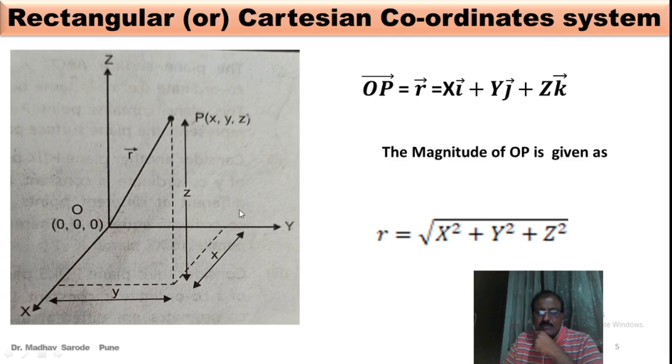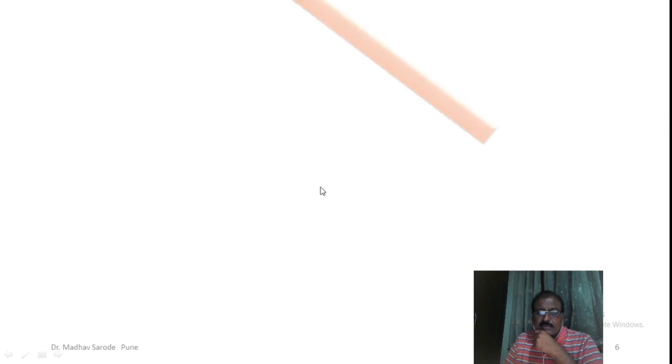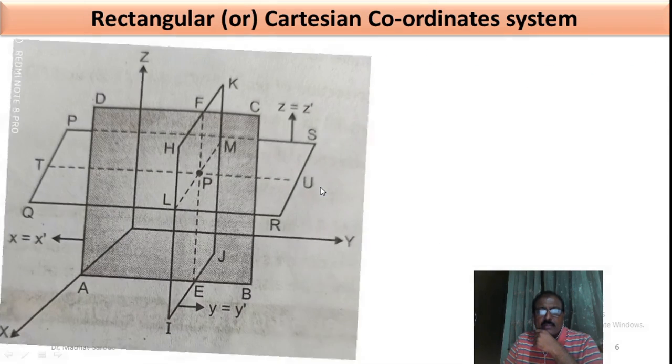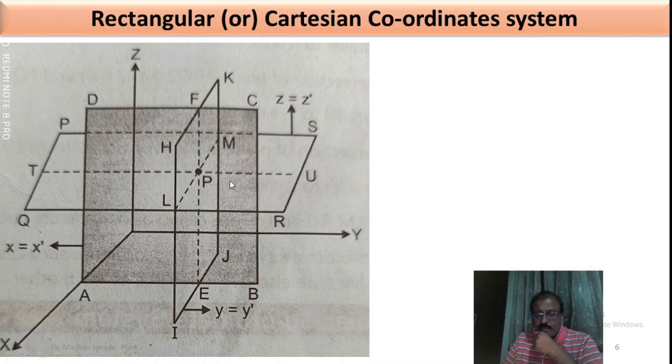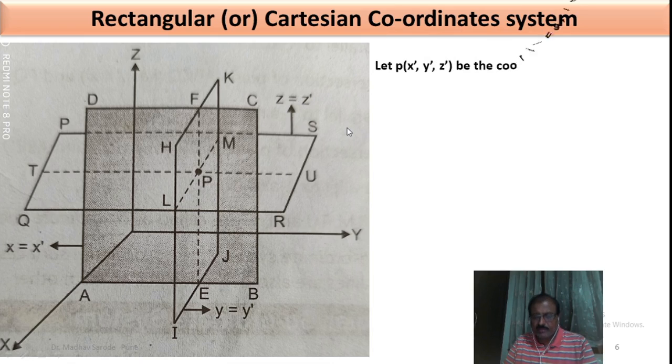So to study the coordinate surface and coordinate lines, let us see the different planes that we can show, as shown in this figure. Let x, y and z be the coordinates of the point P in the Cartesian or rectangular coordinate system, which is located in this figure.